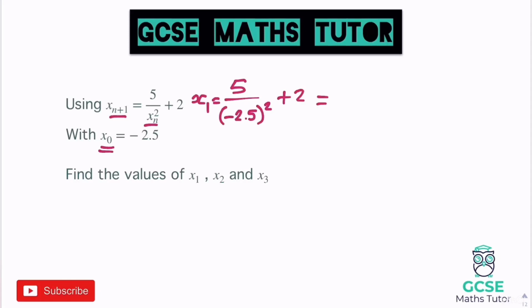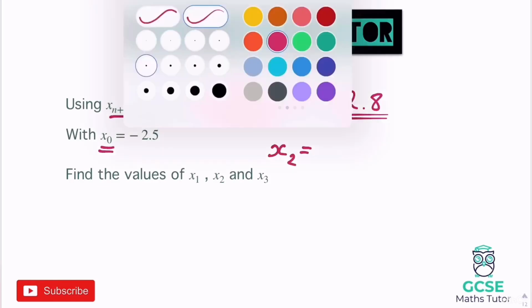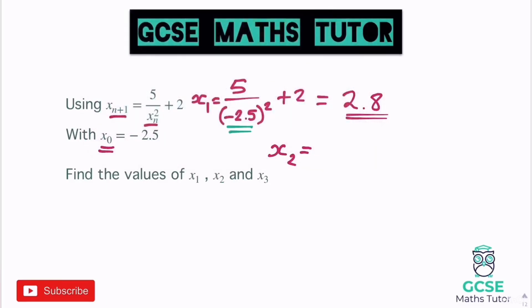So open up your fraction button, make it look exactly the same as that, 5 on the top, negative 2.5 on the bottom squared, and then come out of your fraction and plus 2. Now you get either a fraction, 14 over 5, or 2.8. So there is our value of x1. Now obviously that is our current solution, so 2.8 is our new number. So I'm going to repeat the process here, but instead of putting negative 2.5 in, I'm going to put this 2.8 in. So where I put it in here, that number is now just going to be 2.8.